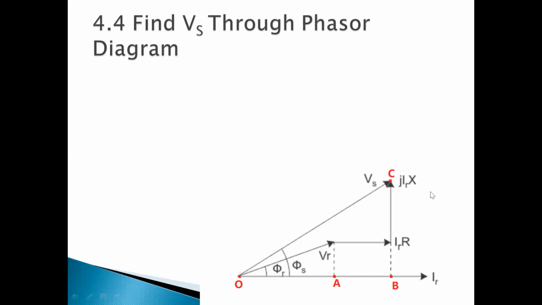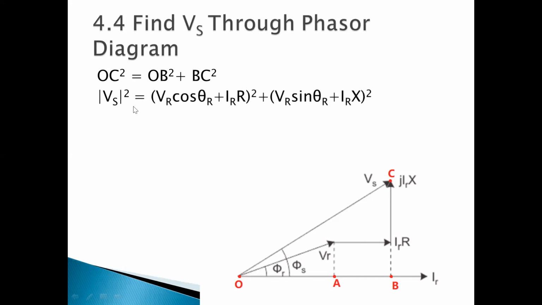Now I will see what the magnitude of this sending end voltage is, and how I can find it through the phasor diagram. Okay, so OC square is equal to OB square plus BC square. This is hypotenuse square is equal to base square plus perpendicular square. So OC is actually the sending end voltage, VS. I just put the value over here. OB is the X component of VR. You know that the X component of a vector is cos theta and the Y component is sin theta. So we write here VR cos theta plus IR multiplied by R.